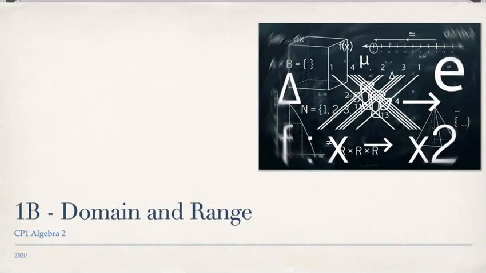Okay, so every function has a domain and a range, and we say the domain is the set of inputs and the range is the set of outputs, all right? Your domain is your inputs and your range is your outputs. The letter we give to inputs is X, and the letter we give to outputs is Y, okay?